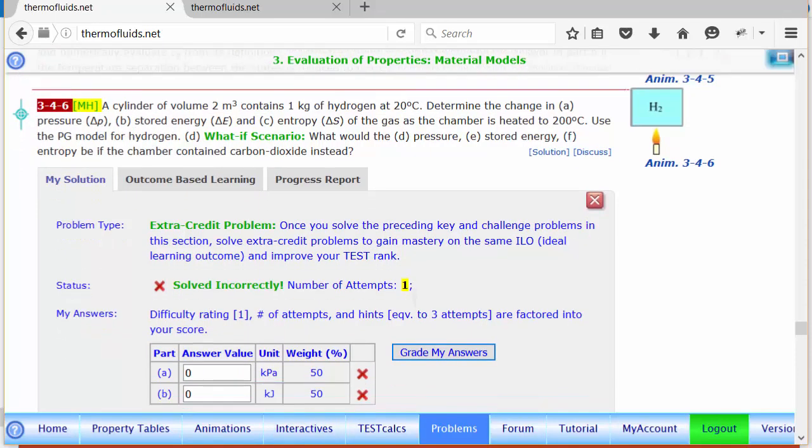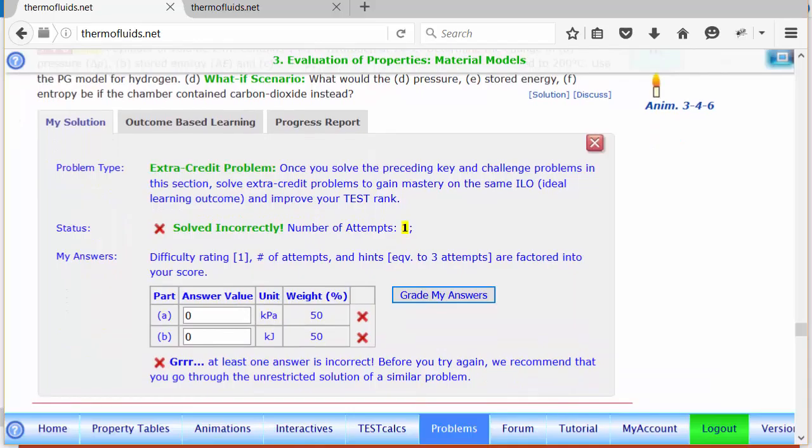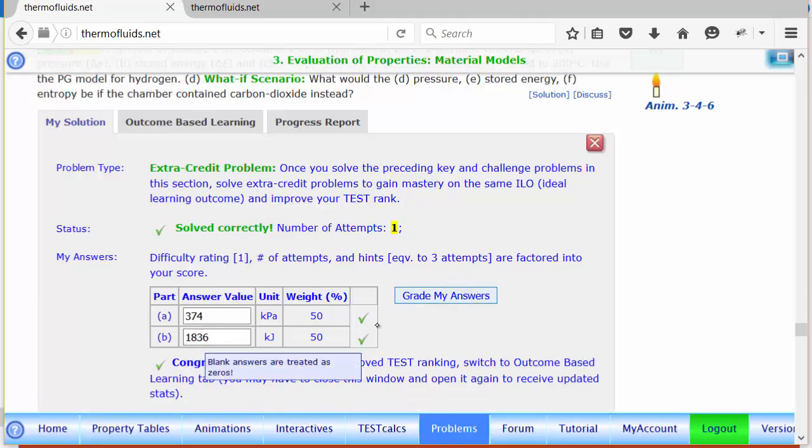Okay, so these are only parts A and B. What are parts A and B? Pressure and stored energy. What are the answers we got for pressure? Remember, we got 374, I believe. So let's enter 374. And if I grade my answer, look, that's correct. What about the change in stored energy? I believe we got about 1836. I wrote it down somewhere. 1836 kilojoule.